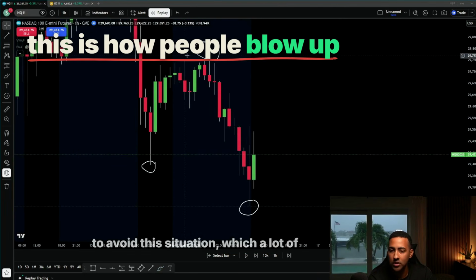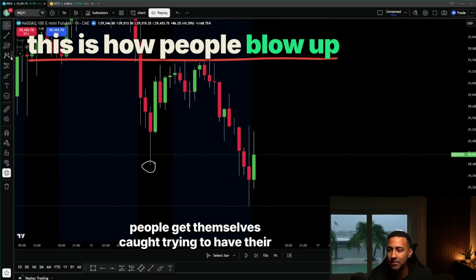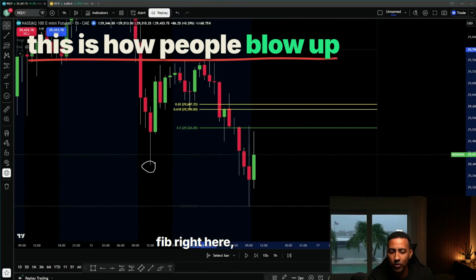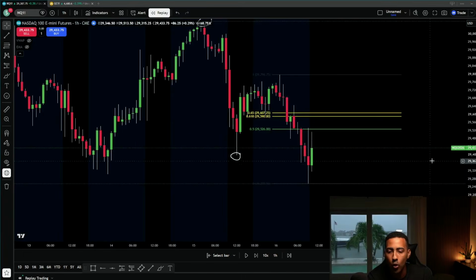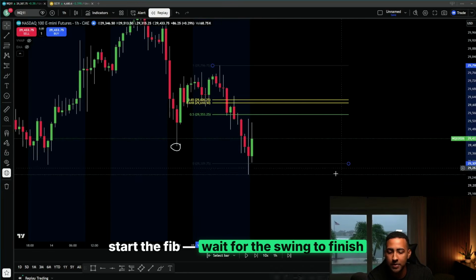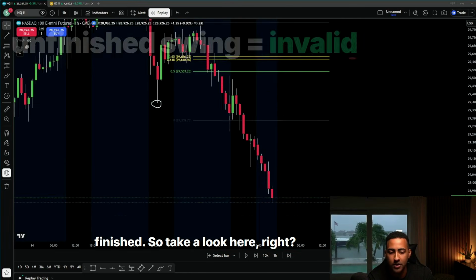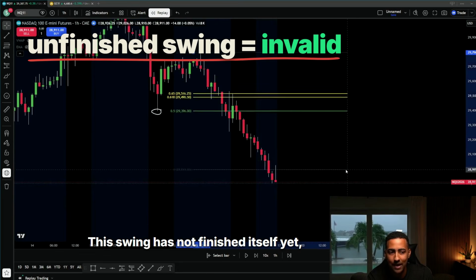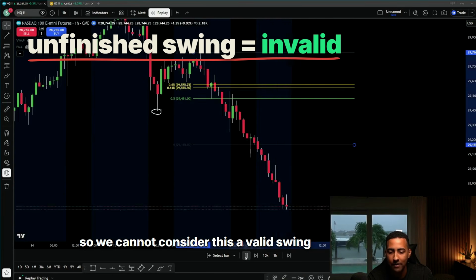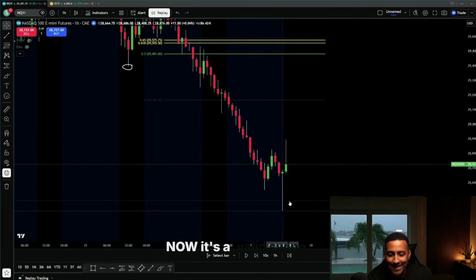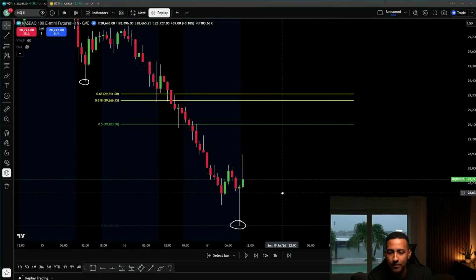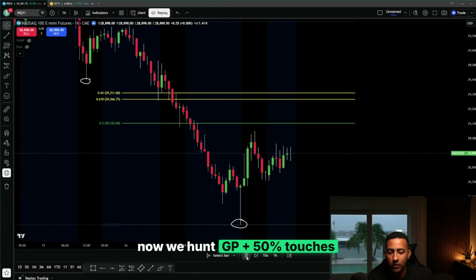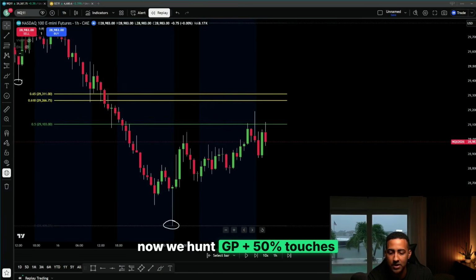So one thing you can do to avoid this situation, which a lot of people get themselves caught in, is trying to have their fib right here, and then they end up blowing themselves up because they don't know when to actually make the retracement. One thing you can do is start your retracement and wait for the full swing to be finished. So take a look here, right? This swing has not finished itself yet, so we cannot consider this a valid swing high, swing low as of now. This is where I can start to consider this a valid swing high, swing low. Take a look at how we have that very clear swing to the downside. So in this scenario, we can start to look for overall golden pocket touches, 50% touches for us to take positions to the downside.